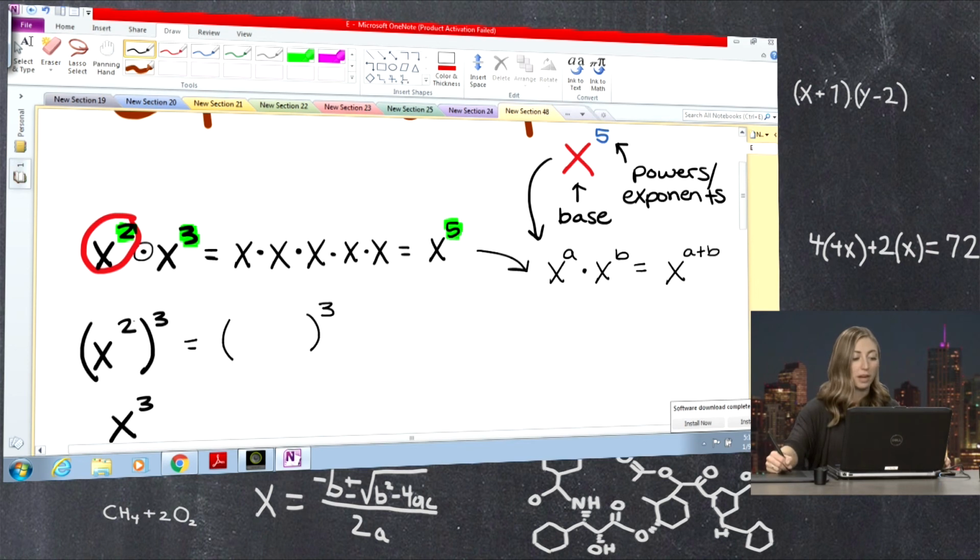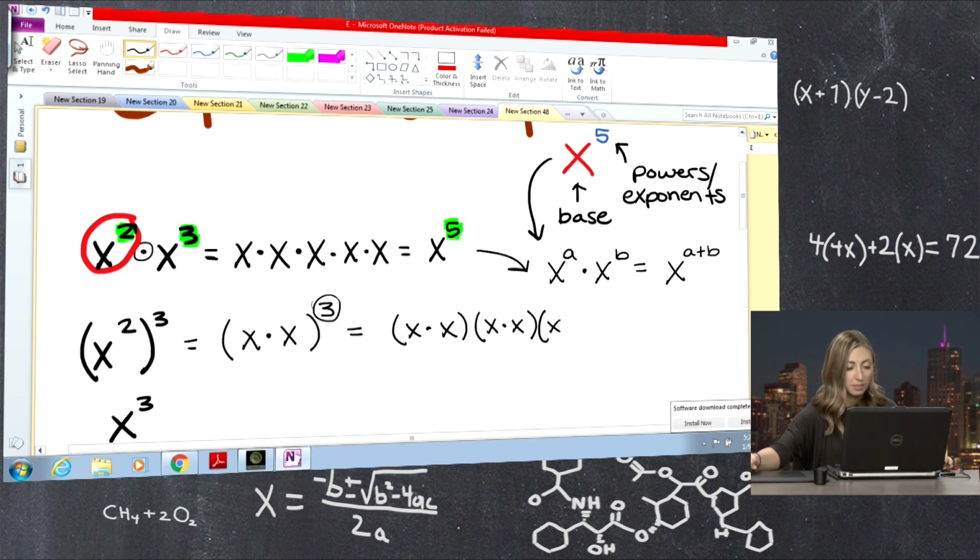I've got x squared on the inside. That means I've got x times x on the inside. This power on the outside, this 3, is saying that what I'm doing is I'm taking everything in its parentheses and multiplying it by itself 3 times. So I can expand that part. So therefore I've got x times x times x times x times x times x.